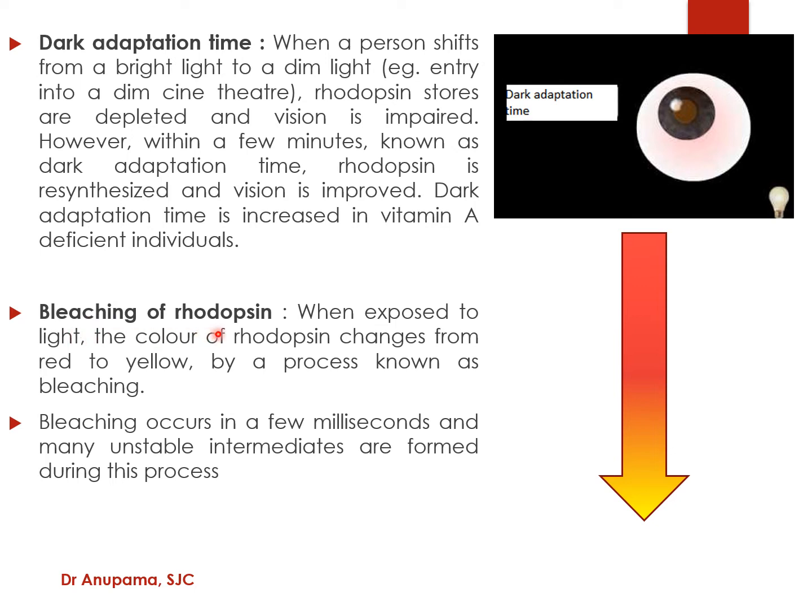Then we have bleaching of rhodopsin. When exposed to light, the color of rhodopsin changes from red to yellow by a process known as bleaching. Bleaching occurs in a few milliseconds and many unstable intermediates are formed during this process of bleaching.